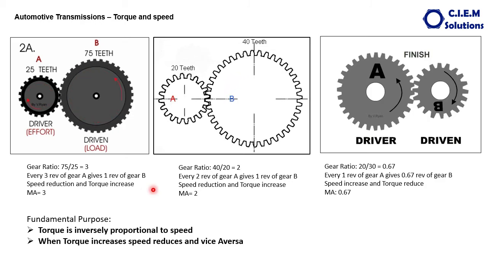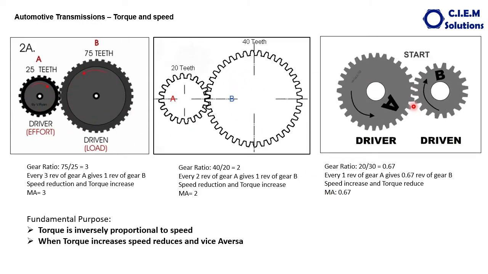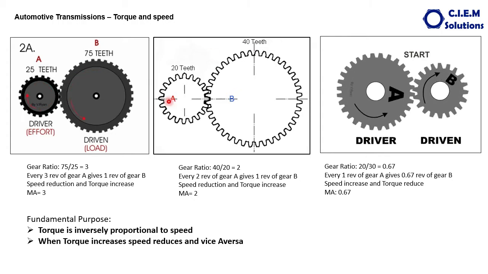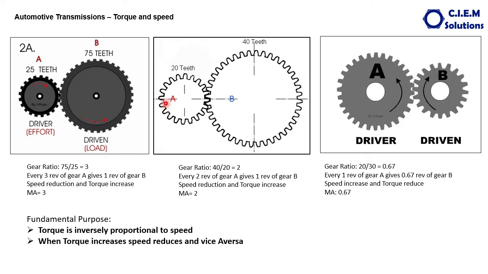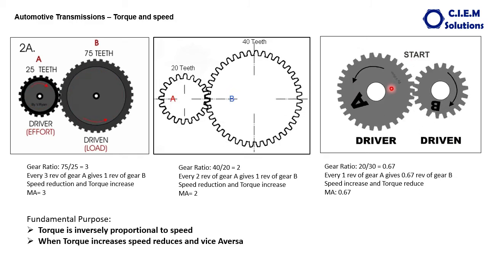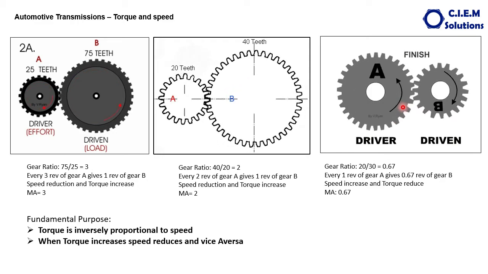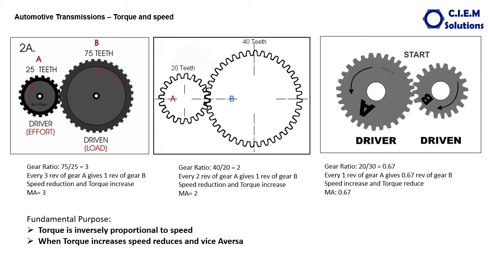Further formula is that if the mechanical advantage is greater than 1, in these two cases the mechanical advantage is greater than 1. In this case the mechanical advantage is lesser than 1. If the mechanical advantage is greater than 1, in these two cases the output force is greater than the input force, but the distance moved by the load is less than the distance moved by the input force. And in this case, if the mechanical advantage is less than 1, the output force is less than the input force, but the distance moved by the load is greater than the input force. That's why here the speed is less, here the speed is more. Okay? This is the basic principle.